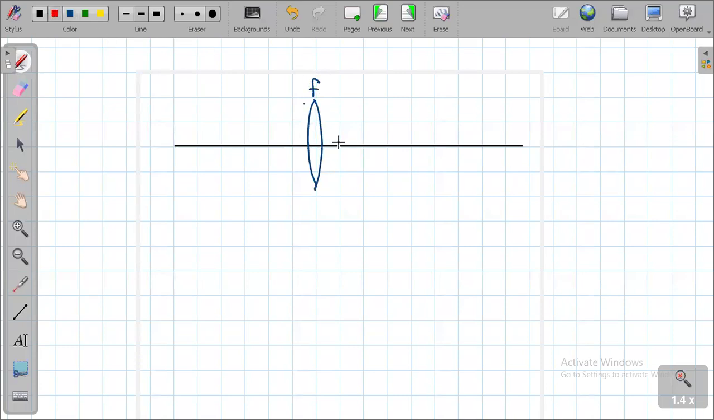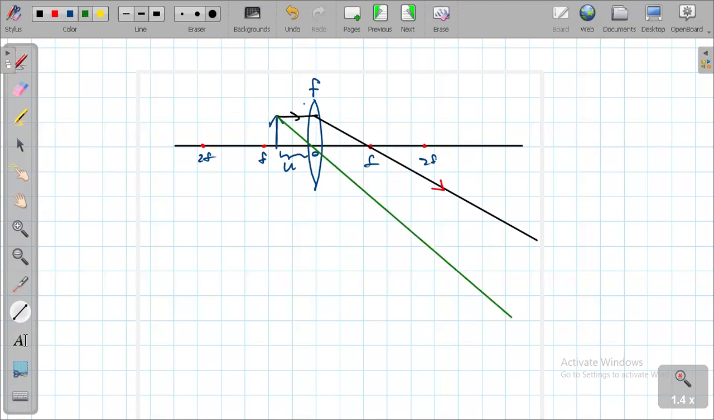The focal length F, I mark the focal length on both sides like this. The first thing you need to know is that you have to draw something in between F and O. That one is known as U. Now you have to draw a line parallel to the principal axis. How do you draw the line going through F? The next line you have to draw is this one. Now you can see these two lines are not going to meet each other.